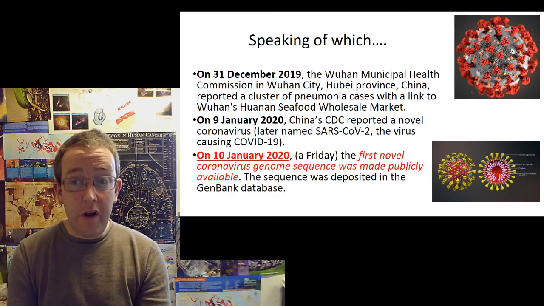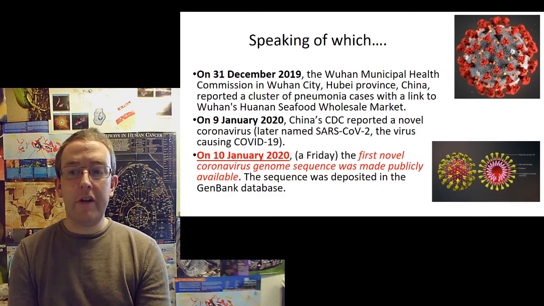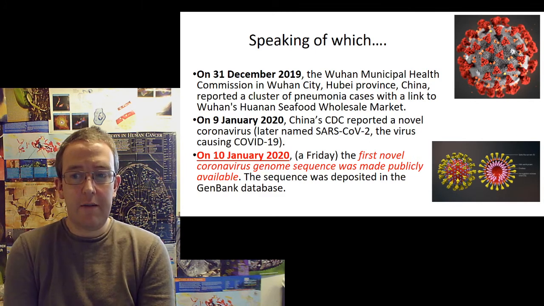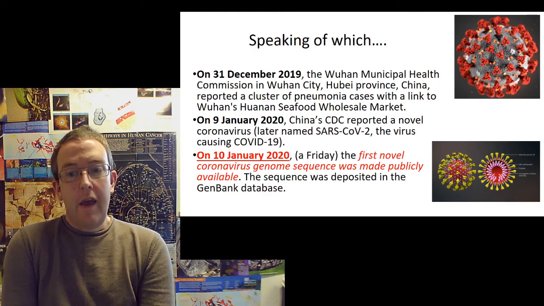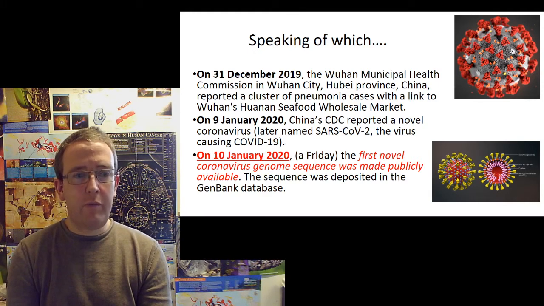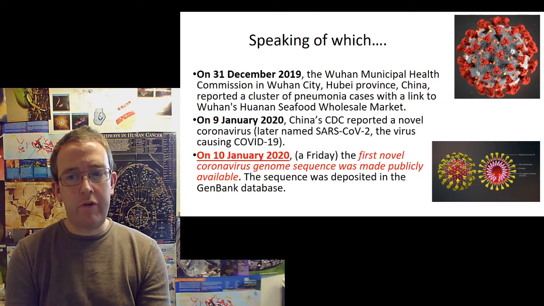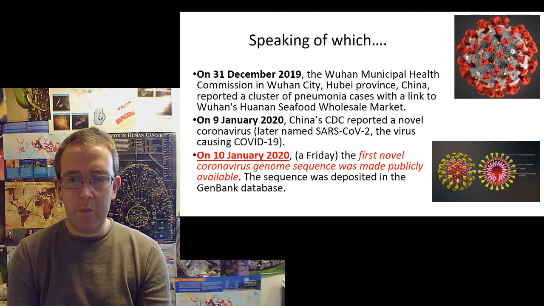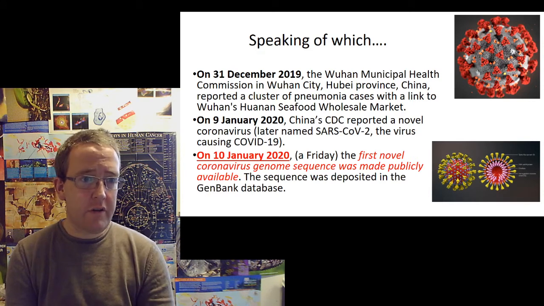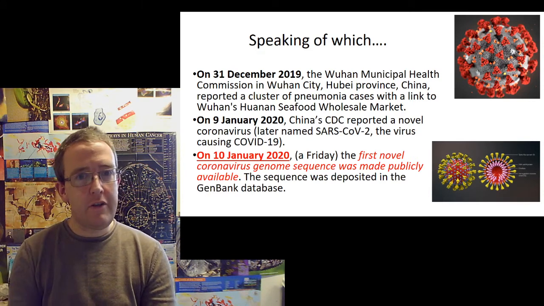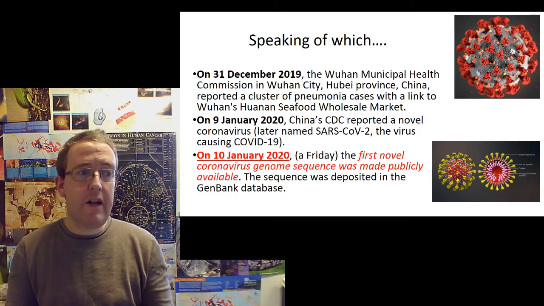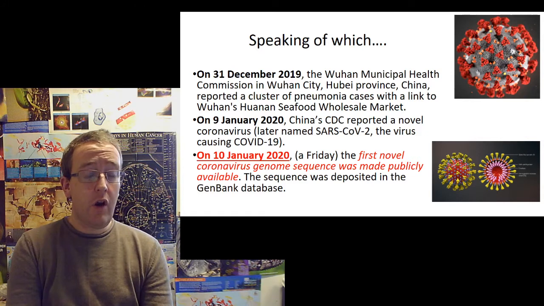It was only on the 9th of January that China's Centre for Disease Control reported this novel coronavirus that was later named SARS-CoV-2. And it was then on the 10th of January, a Friday, and you'll see why that's important in a moment, that the first novel coronavirus genome sequence was made publicly available. So a day after they reported this virus, the next day, bosh, there's the genome, on the GenBank database, so internationally scientists could get to work on this genome.